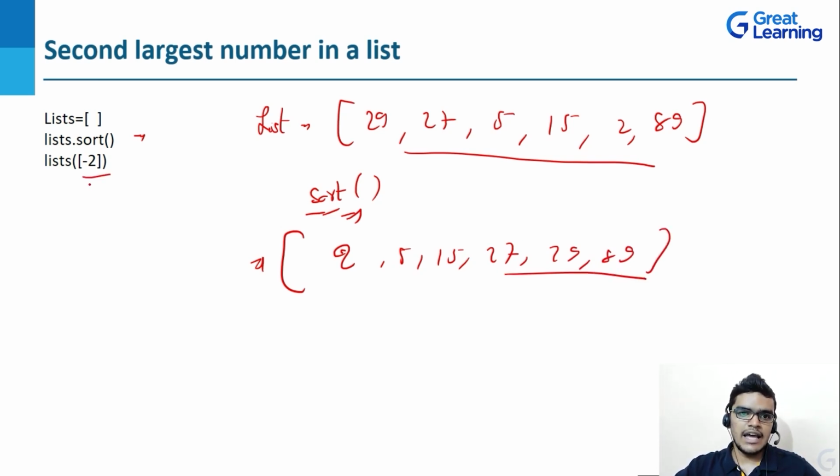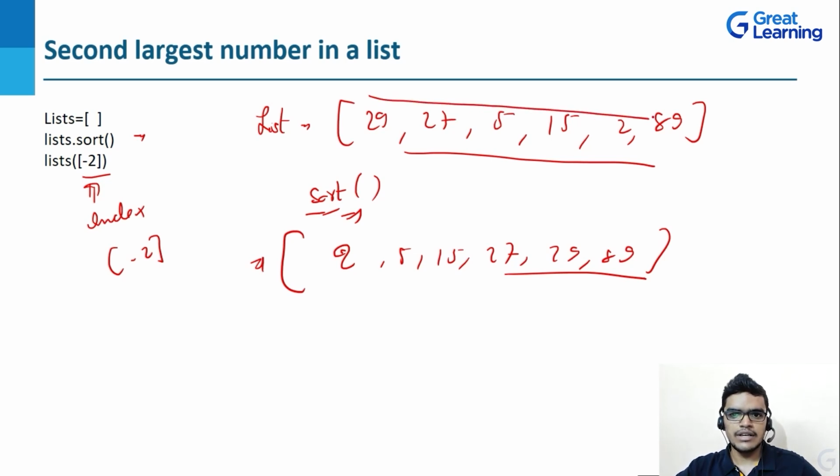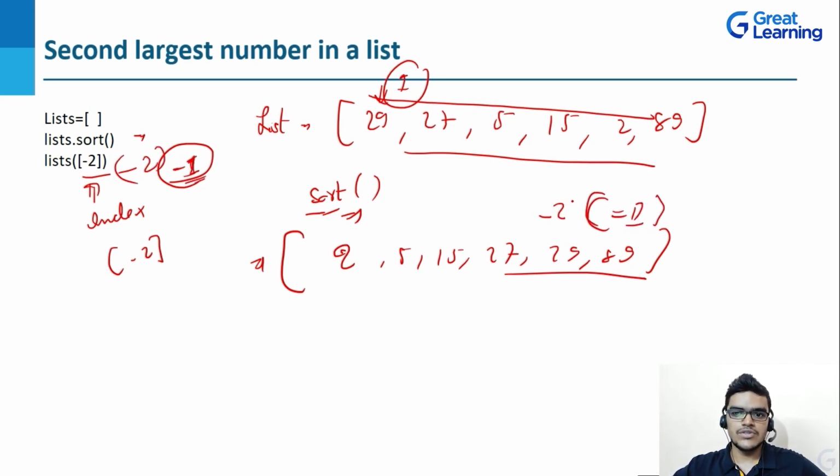Now here you can see that I am doing the indexing, right? And here I've written -2. So if I'm writing 1 here, the indexing will start from here, right? But if I'm writing here -1, that means indexing will start from the reverse order. So -1 will be here, right? So when I'm writing -2, then I will be getting this value 29. And you can see that 29 is the second largest number in the list. So this is the way that I have shown you through the sorting method. We are having multiple ways to solve it, but this is the easiest way that I've shown to you.